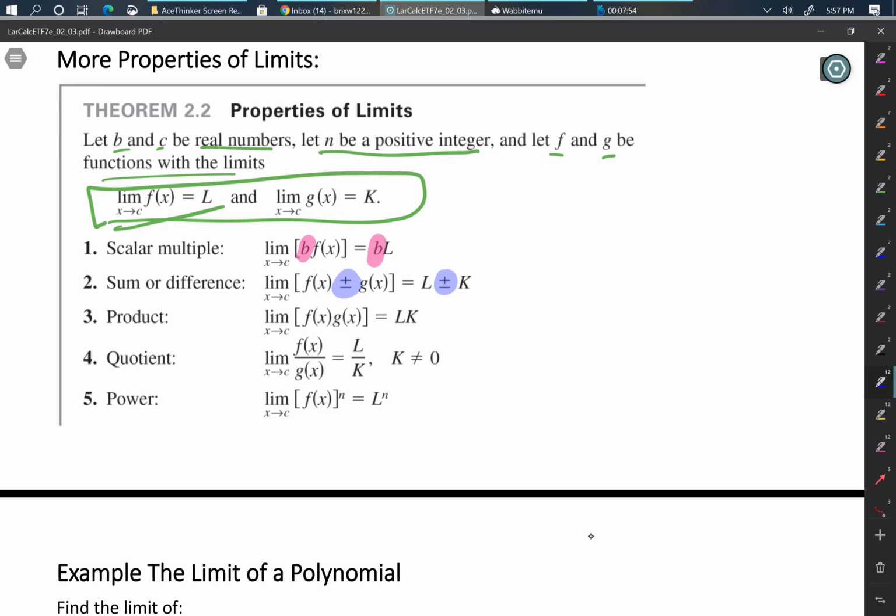Right. Third one says, take the limit of f times g, and you get L times k as x approaches c.